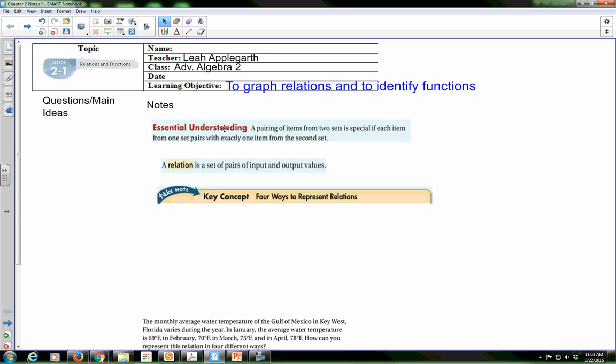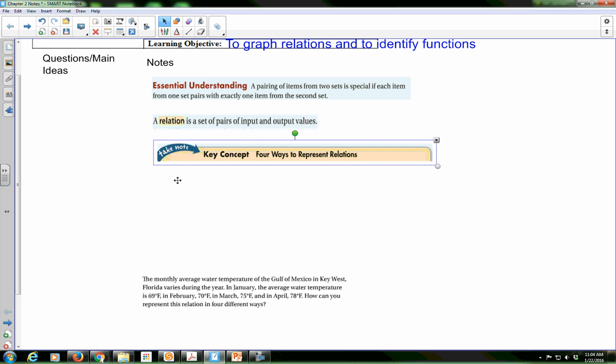The essential understanding is a pairing of items from two sets is special if each item from one set pairs with exactly one item from the second set. And now you must write this down. A relation is a set of pairs of input and output values. It's a set of pairs. I also want you to write down this key concept: 4 ways to represent relations.